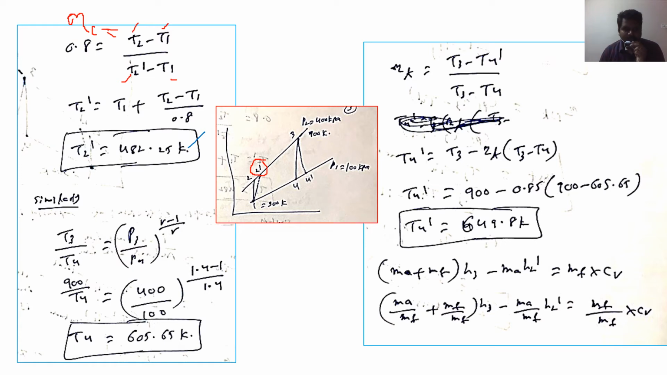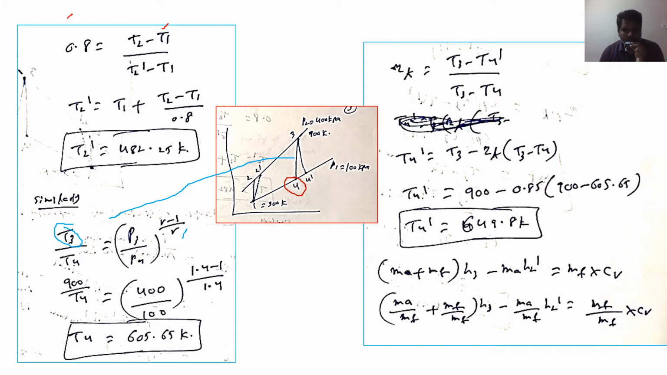Same way, we can find the temperature at point 4. To find that, from the TS diagram we can write T3 by T4 equals (P3 by P4) whole power (gamma minus 1) by gamma. Here T3 value is already given in the problem, that is 900 Kelvin, divided by T4 equals P3 by P4.